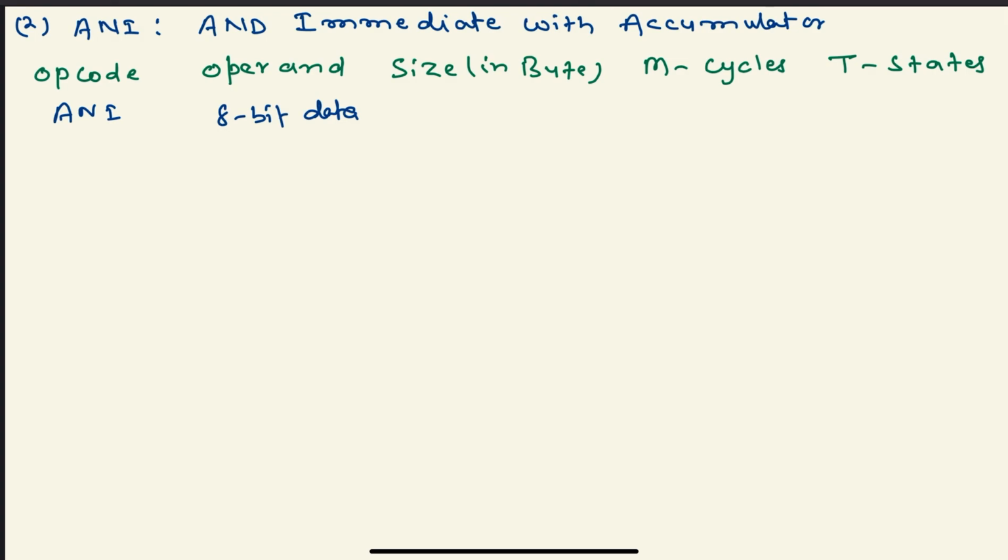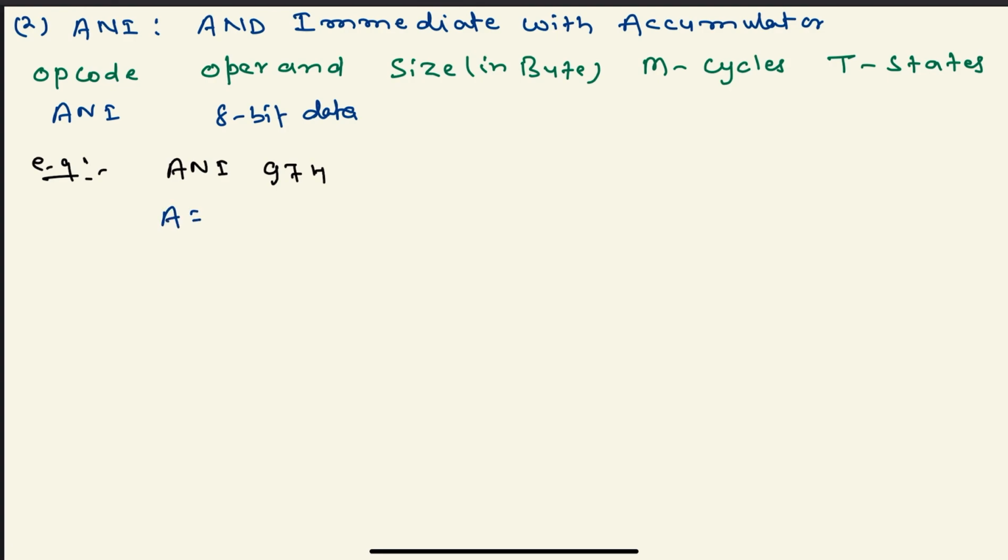So let's say, for example, we are writing ANI 97H. Before execution of this instruction, I am assuming that the accumulator content is A3H, and the data we are taking is 97H. This is before execution of this instruction. Now, how will it perform this operation? Here A is equal to A3H, and the data is 97H.